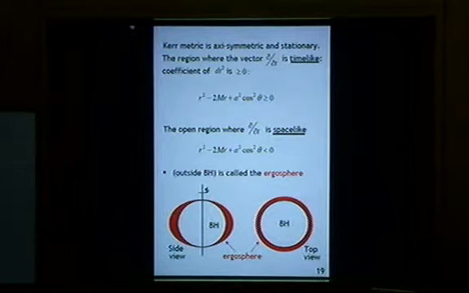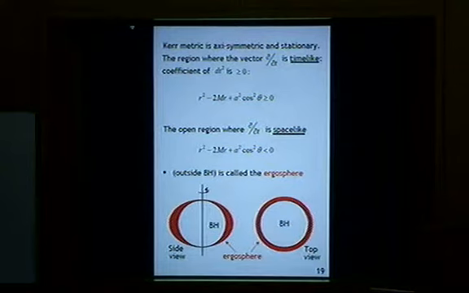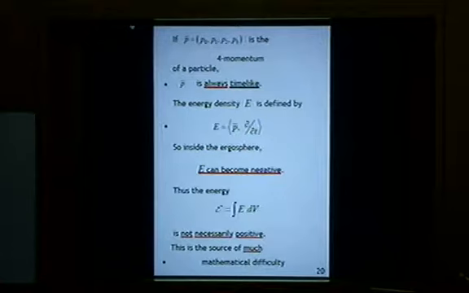But the open region where d by dt is space-like, so when the inequality is reversed, and you have to be outside the black hole, is called an ergosphere. So there's a region outside the black hole that's in red over there. See, that's the picture where the black hole is rotating around. And then the ergosphere touches the black hole at the north and south poles. And if you look at it from top, it's just a ring around there. Okay, that's called the ergosphere. That's a very interesting feature, only of rotating black holes.